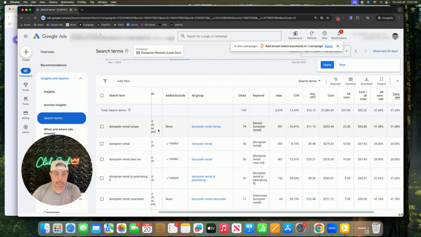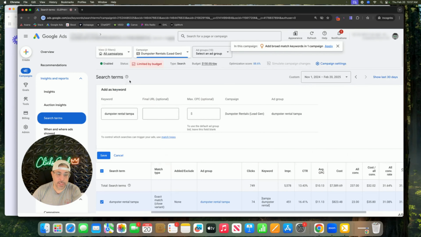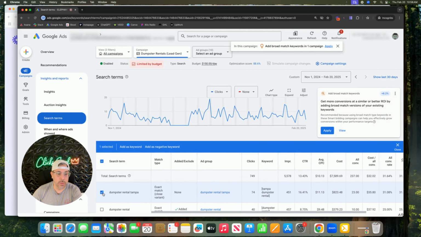So dumpster rental Tampa, that's not a keyword we're bidding on right now, and that sent 23 leads at a $35 cost per lead. So that's obviously a keyword that we should be bidding on. What I would do with that, and there's a couple ways to do this: you can check the box here and click add as keyword and then match type it, but it's only going to allow you to do one match type. You can do it that way, or you can just manually put it in the ad group. I have a tool that I can do this with, so I'm just going to use my tool.